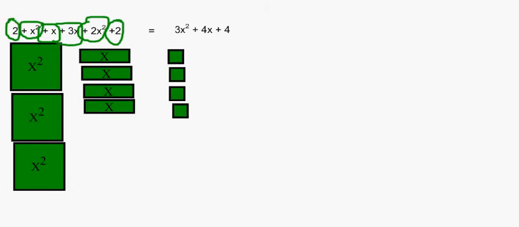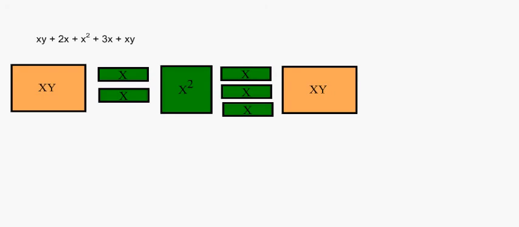I'm going to try another question. xy plus 2x plus x squared plus 3x plus xy. Let's change those into my pictures before I can collect like terms. And there it is converted over into pictures. I have an xy term, which is this. It's x high by y across. This is x. I have 2 of them. This is my x squared. I have 1 of them. I have 3 of my x's, and I have another one of these xy's.